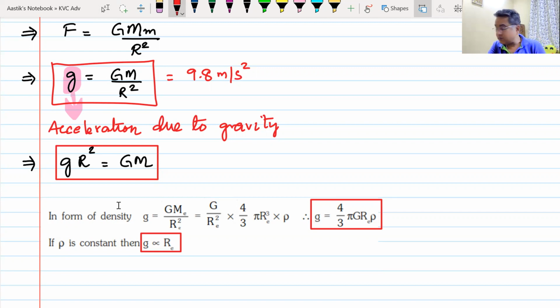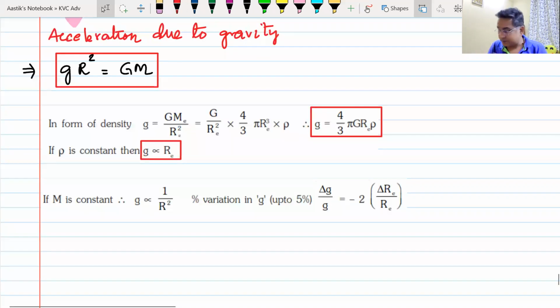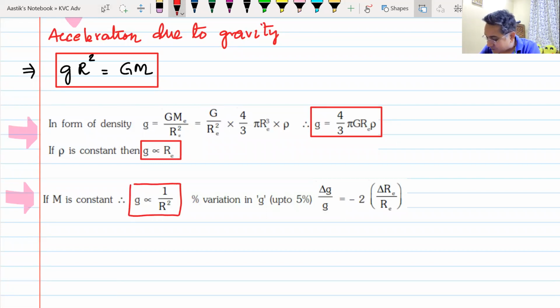I hope you are noting it down, everyone. Then the second point, I'll give you all the points, then you note them down together. These types of questions are very important and coming. If mass is constant, then you can say, please note it down. Please understand it first, then you note it down. I'll give you time to note it down. First, understand it. Then acceleration due to gravity will be inversely proportional to radius square if mass is constant. If density is constant, it is directly proportional to radius.